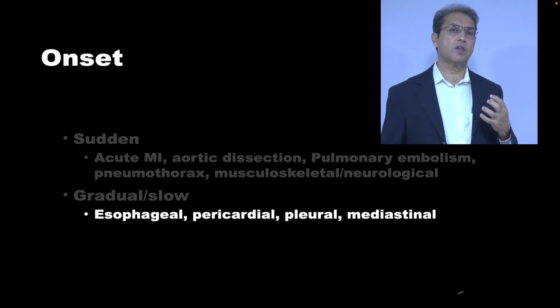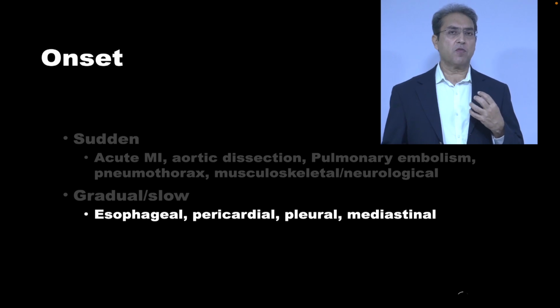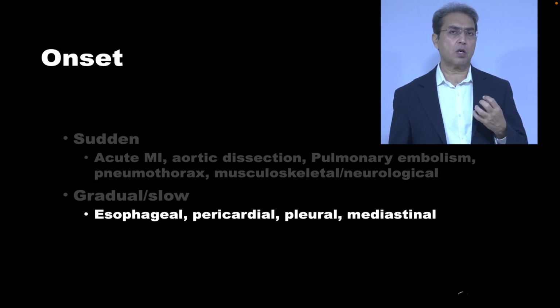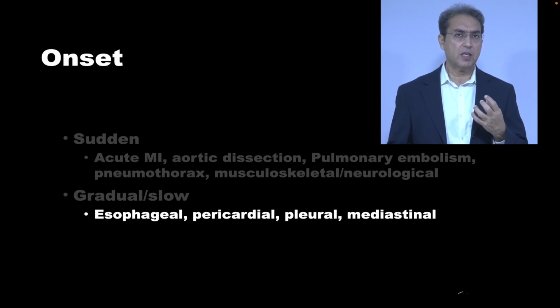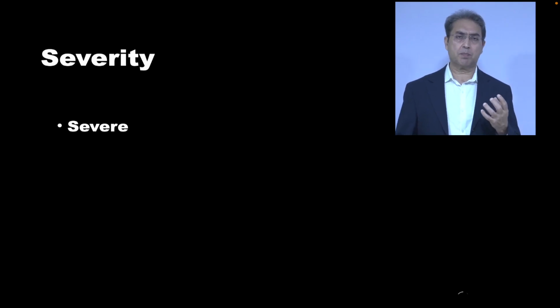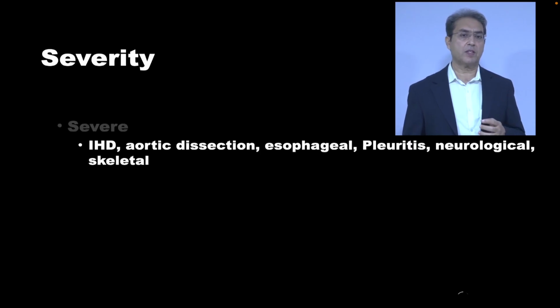So these pains generally develop over time and the relative speed is different. For example, pain of mediastinal tumors that is slowly growing, the pain gradually develops, while in esophageal or pericardial pain, they may develop relatively more quickly. And then we assess the severity. Severity can be assessed on some pain scales. For example, we ask the patient how the patient can rate from 0 to 10, what is the severity of the pain. So we can use that severity scale.